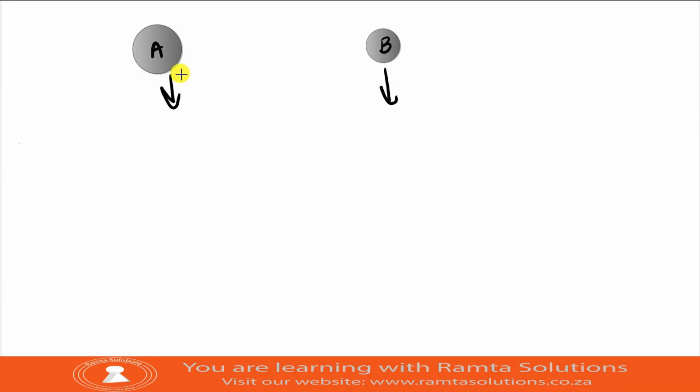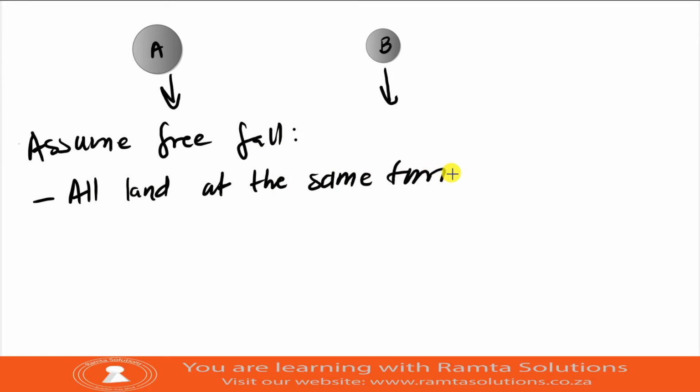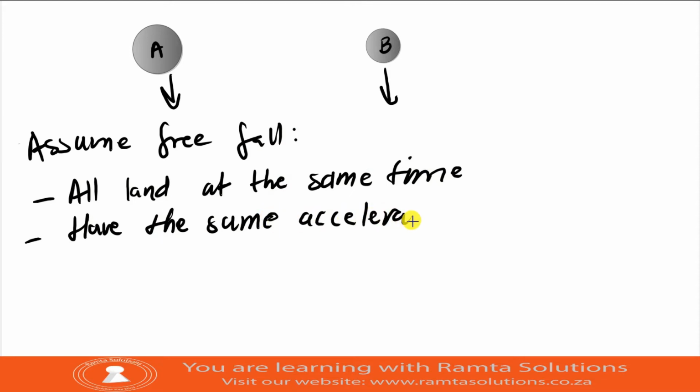So what is happening is, when we talk of objects under free fall, they will all assume free fall. When we assume free fall, one, they will all land at the same time. They will have the same acceleration, or they will accelerate in the same way. And they will have the same velocity.